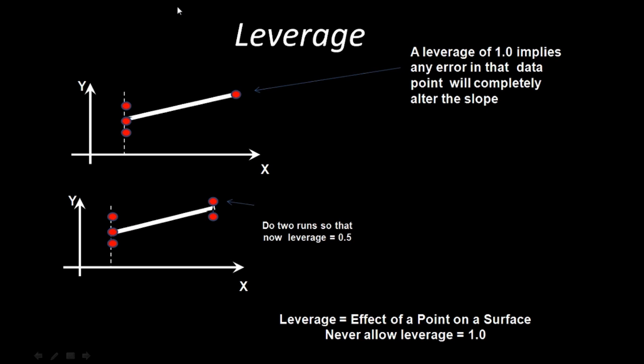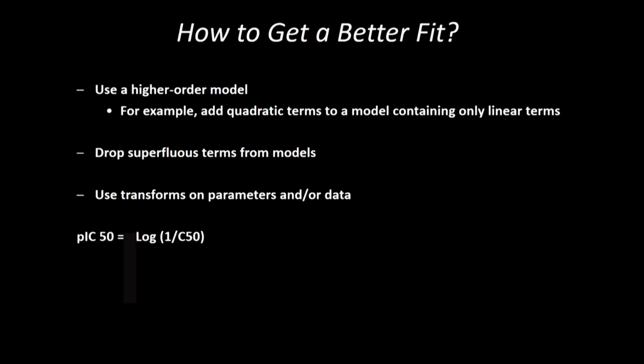Okay, so how to get a better fit? You can have a higher order model, quadratic terms in the model, drop superfluous terms, use transforms. For example, what do we do? Suppose we measure the concentration at which 50% of the cells die if you are doing an anti-cancer activity. If you are doing antibacterial, the concentration at which 50% or 90% of the bacteria die, we do not use that directly. Log of 1 divided by C50 is pIC50, okay.